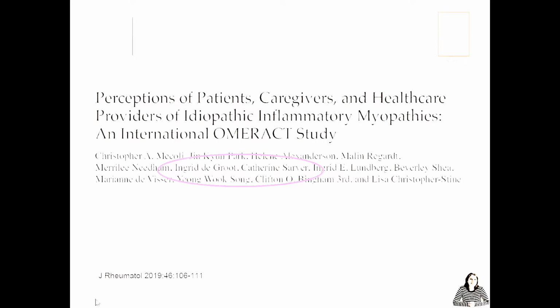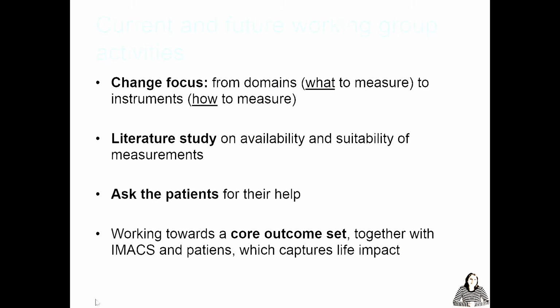So now we know what to measure. The core domains, we are focusing on how to measure. So we have a change of focus. That is why we are now studying which instruments, like questionnaires, capture the domains best. And that will take quite some time. If we just look at fatigue, there are hundreds and literally hundreds of questionnaires on fatigue, and we have to look into them, judge their feasibility, but also their validity and so on, and then decide which of those instruments capture fatigue experienced by myositis patients best. Is that one that measures only physical fatigue or mental fatigue or both?